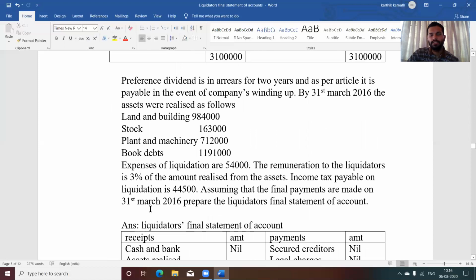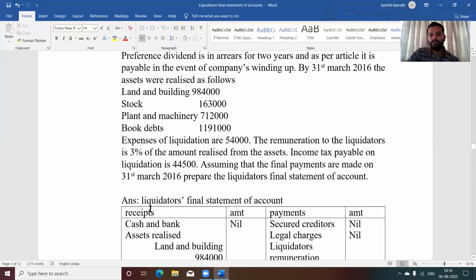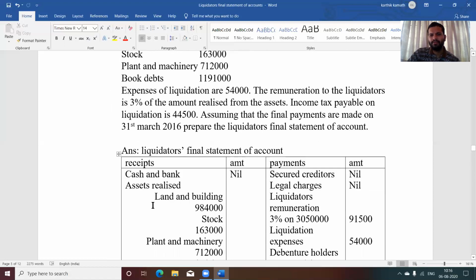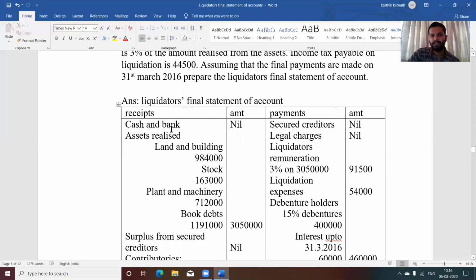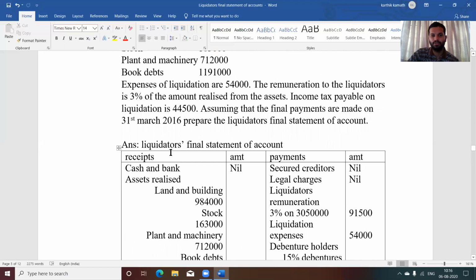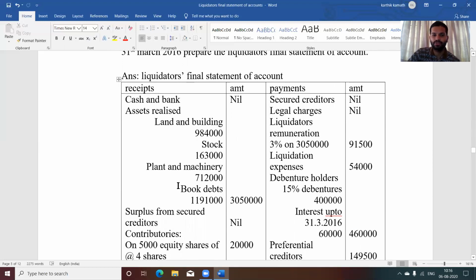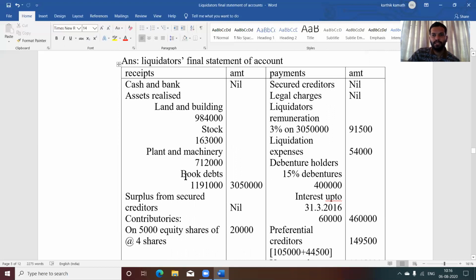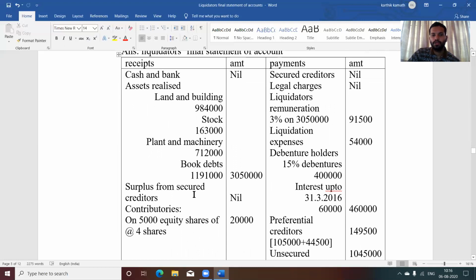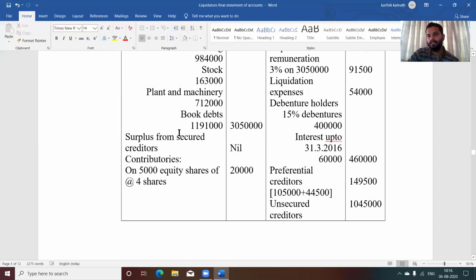So now see the liquidator's final statement of account. Receipts and payments side. Now do the format, receipts side and payment side. On the receipt side, cash and bank information is nil, not given. Assets realized are directly given in the problem, so enter that amount, 30,50,000. And surplus from secured creditor, there is no information, nil. Contributory we will see later. Leave it as it is for the time being.